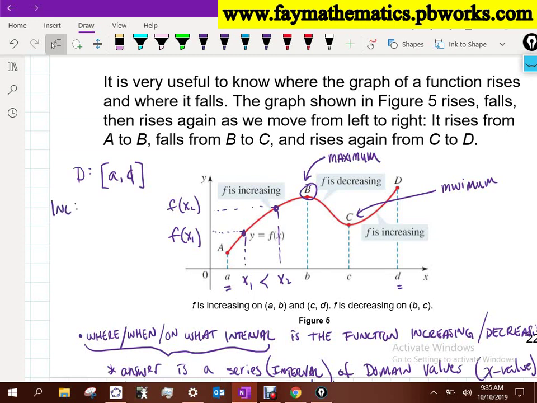Okay? So of this domain, would you guys agree that between A and B, these y values are always increasing? Okay. So A to B is going to be my first interval that I'm increasing. Now here's the thing. We're going to consider these open intervals. Okay?